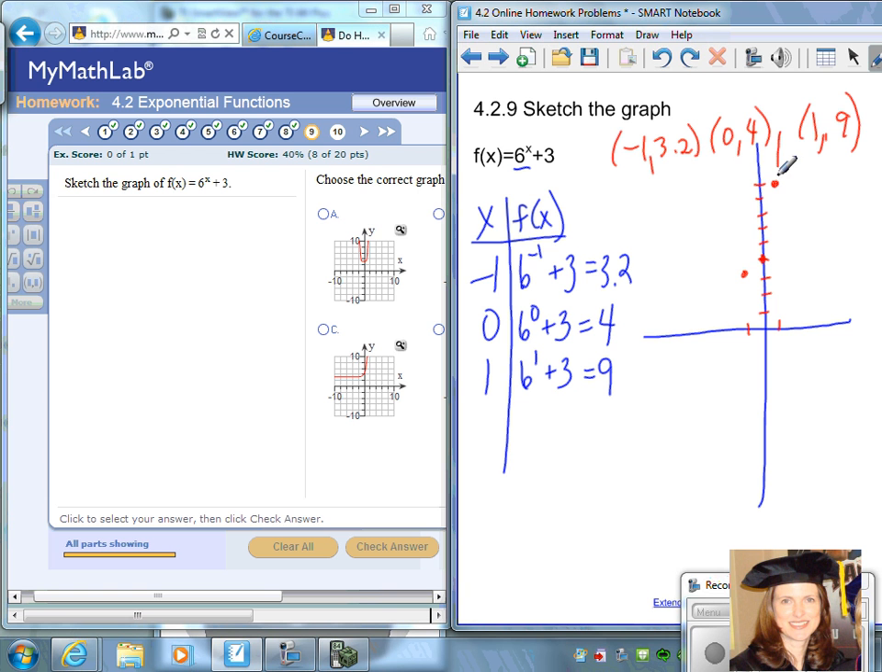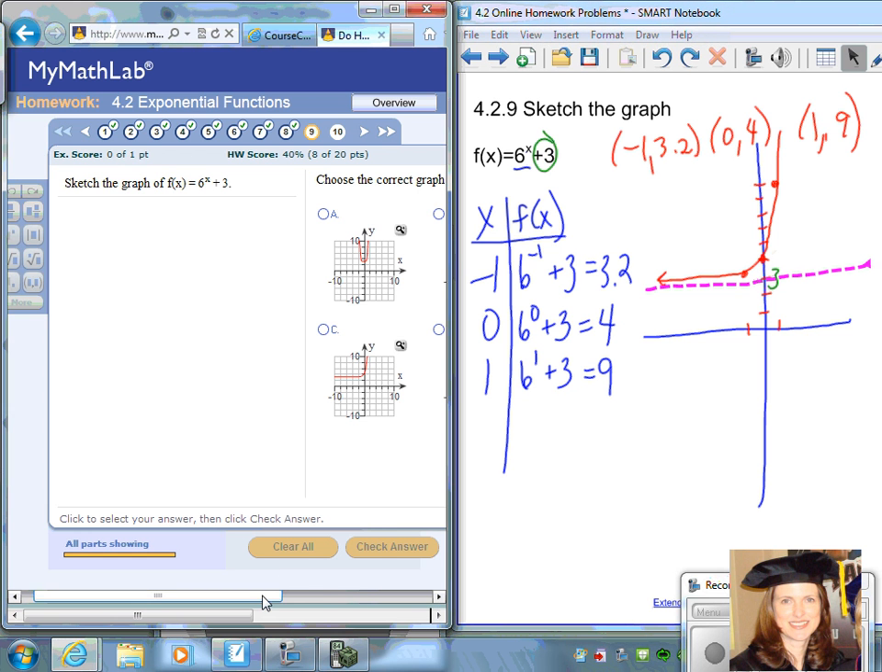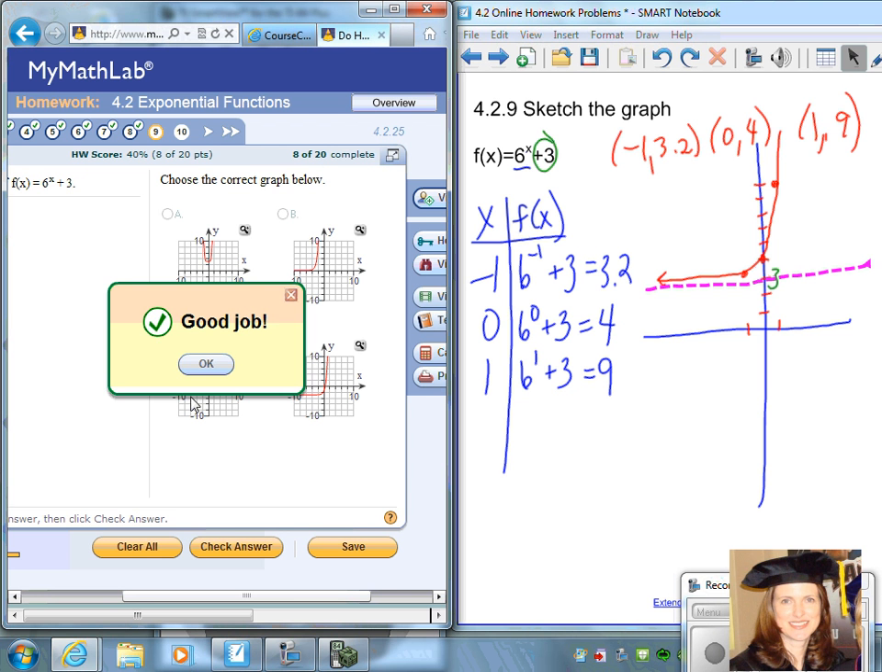Okay, now the graph is an exponential growth. It will end up flattening out as you get closer to y equals 3. In fact, right here, you can think of this as a horizontal asymptote. It's going to get closer and closer to this y equals 3. That +3 takes an exponential function that normally flattens out on the x-axis and moves the whole thing up 3 units. Compare your graph with the choices, and this looks most like it, and check your answer.